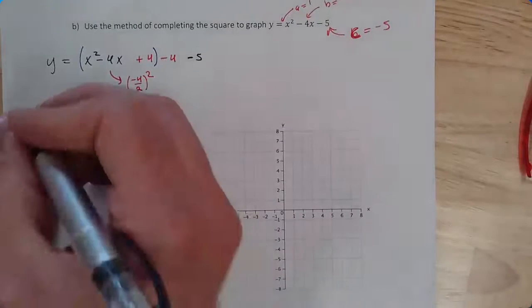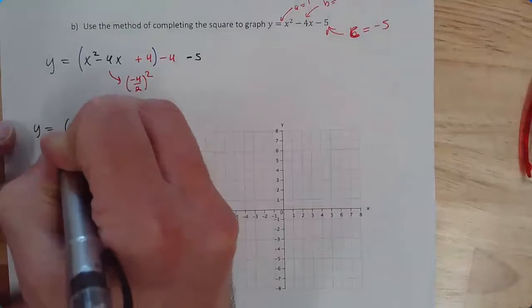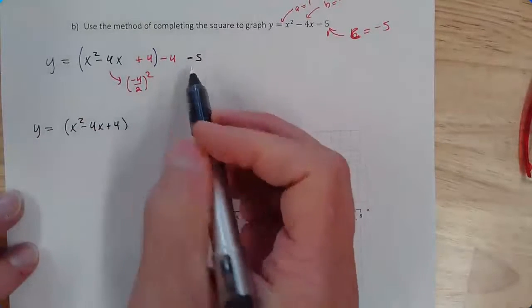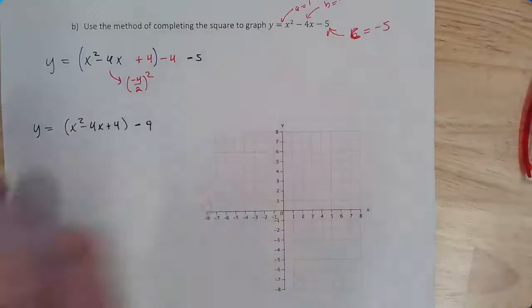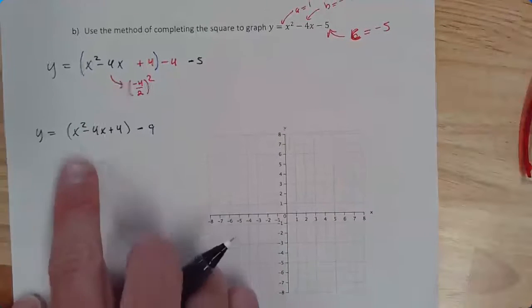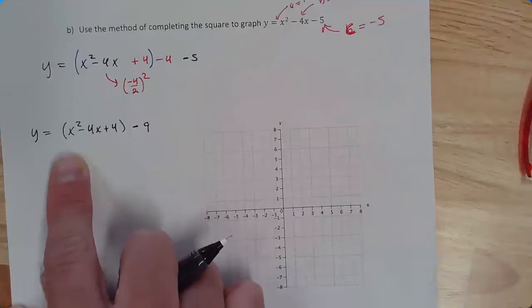So we've got y equal to x squared minus 4x plus 4. And then -4 minus 5 is -9. Okay. Here's why, or here's what completing the square allows us to do. This part in parentheses here, we can factor this.